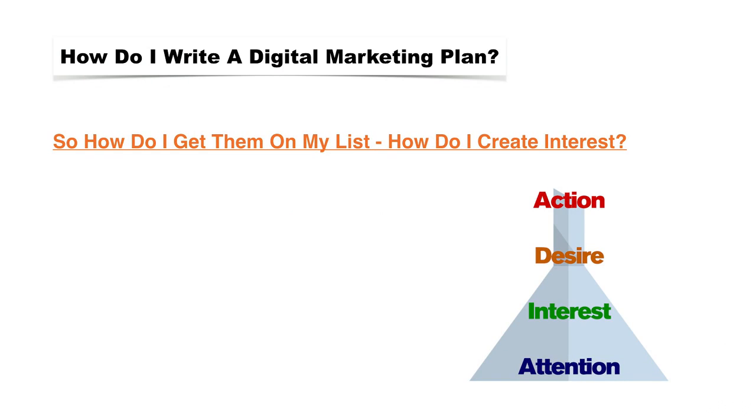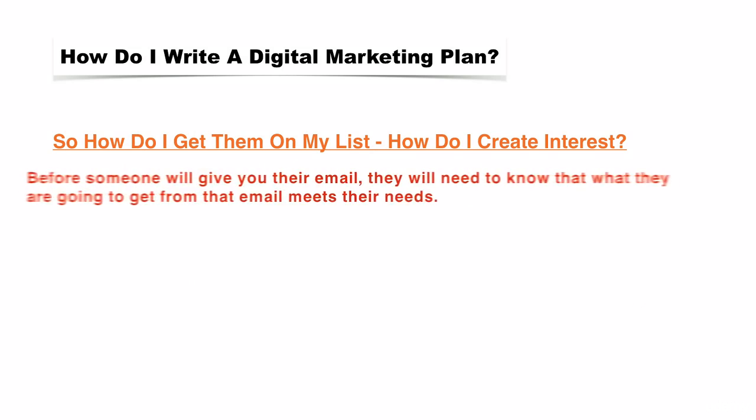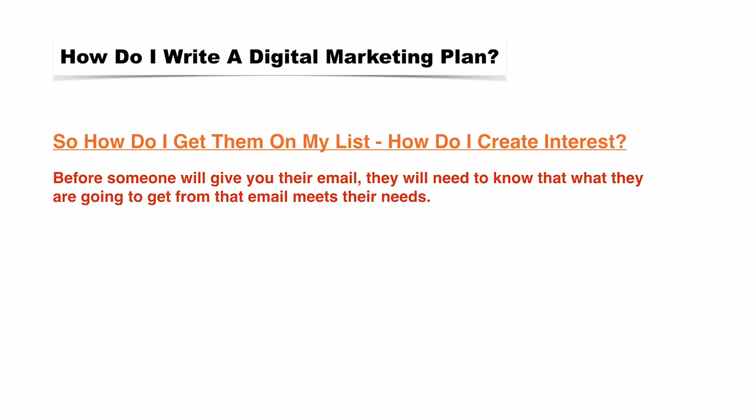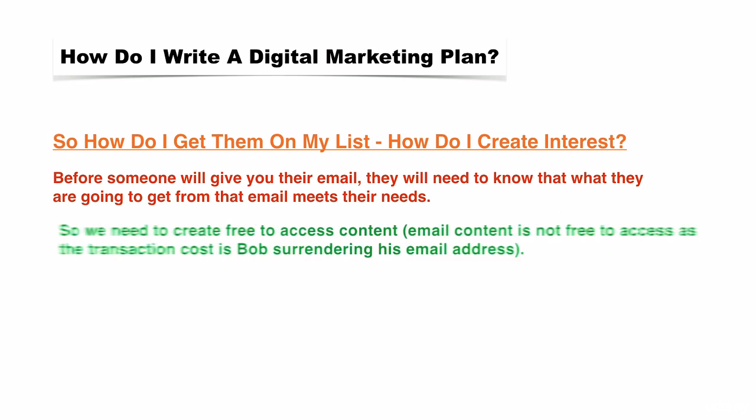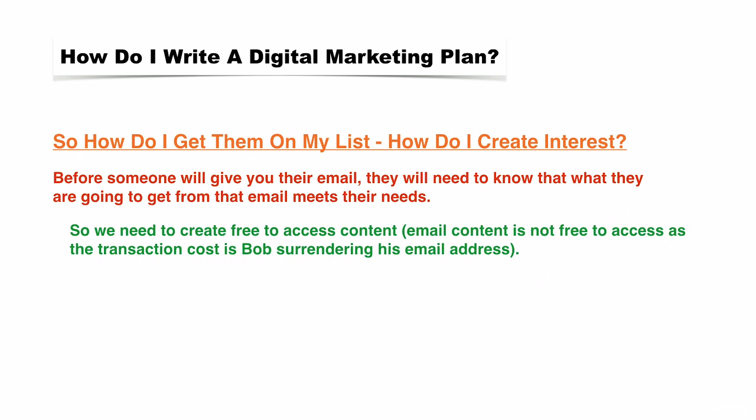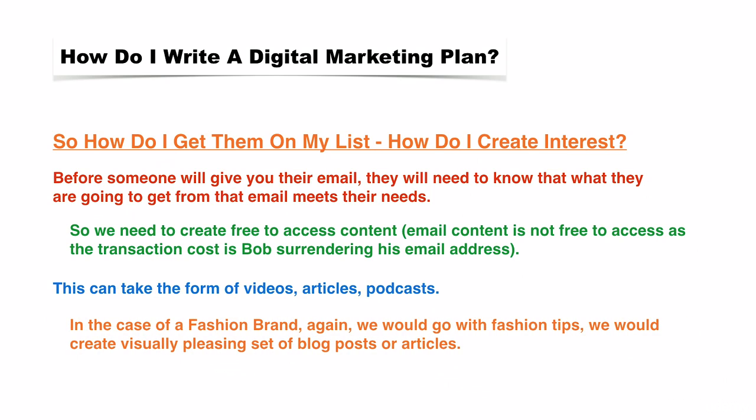How do I create interest type content? Before someone will give you their email, they'll need to know that what they're going to get from that email meets their needs. So we need to create free to access content, and email content is not free to access as the transaction cost is Bob surrendering his email address. This can be in the form of videos, articles, podcasts. And in the case of a fashion brand, again, we would go with fashion tips. We would create visually pleasing set of blog posts or articles, and then encourage them to get something for free by signing up to our email list.